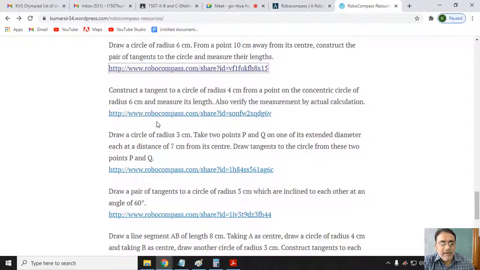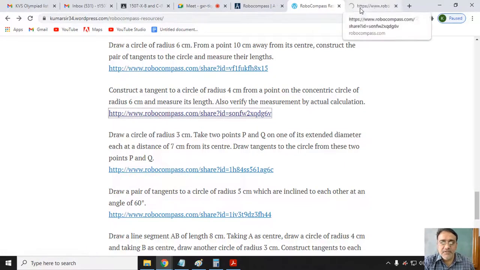No, sir. Okay, now construct a tangent to a circle of radius 4 centimeter from a point on the concentric circle of radius 6 centimeter and measure its length. Also verify the measurement by actual calculation. So this is the second question.